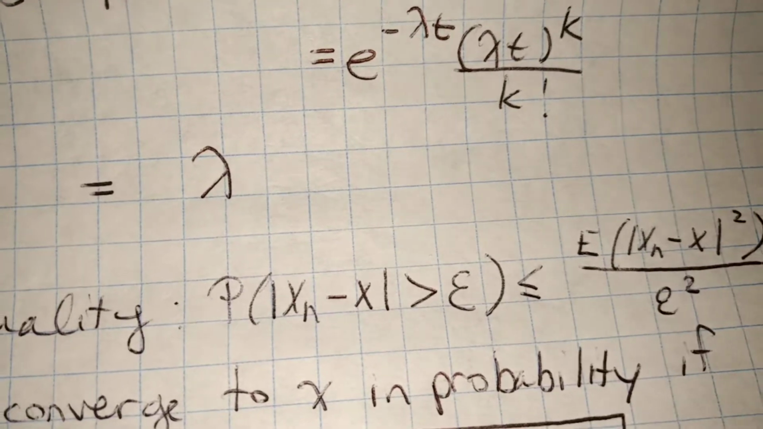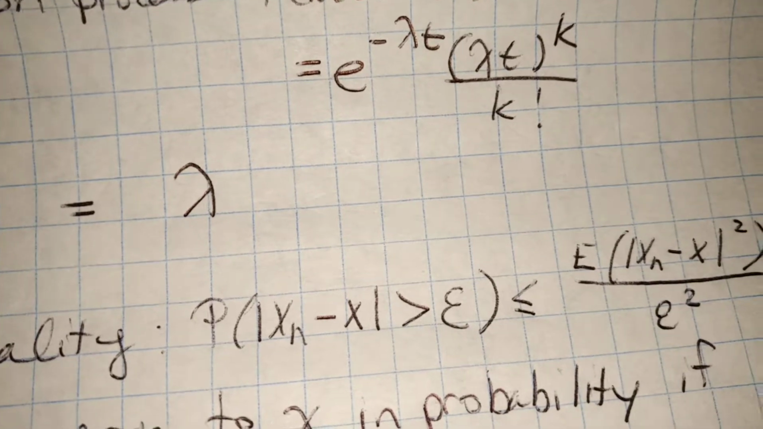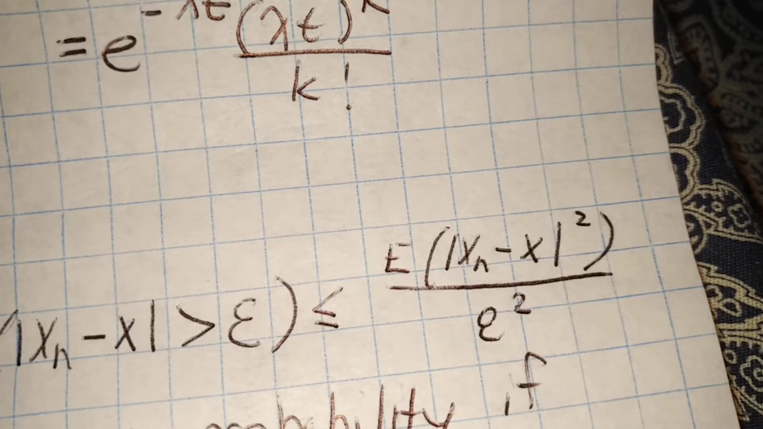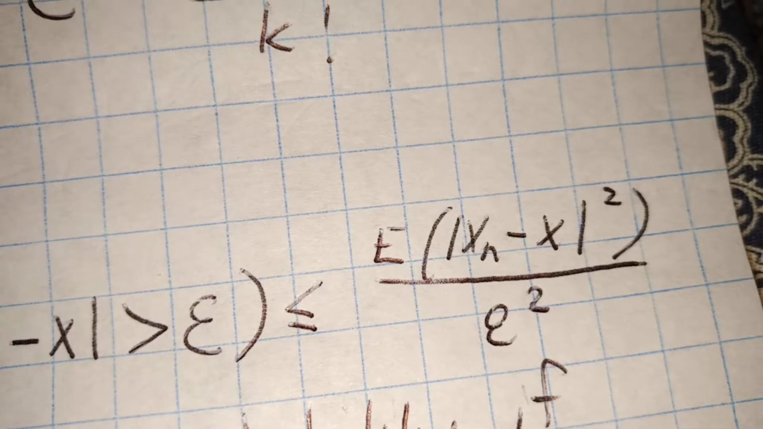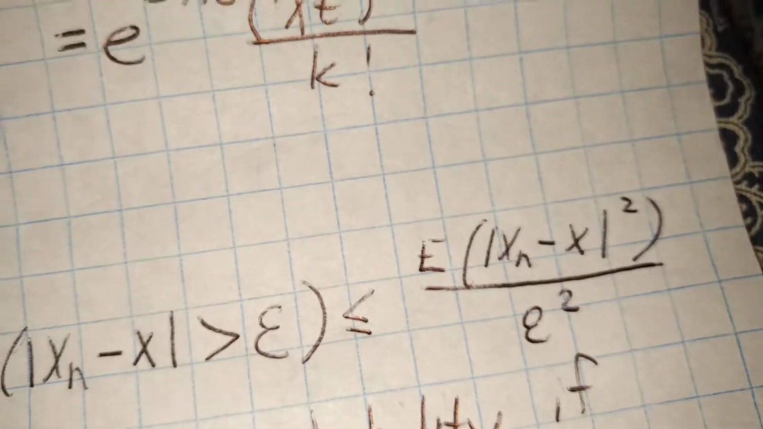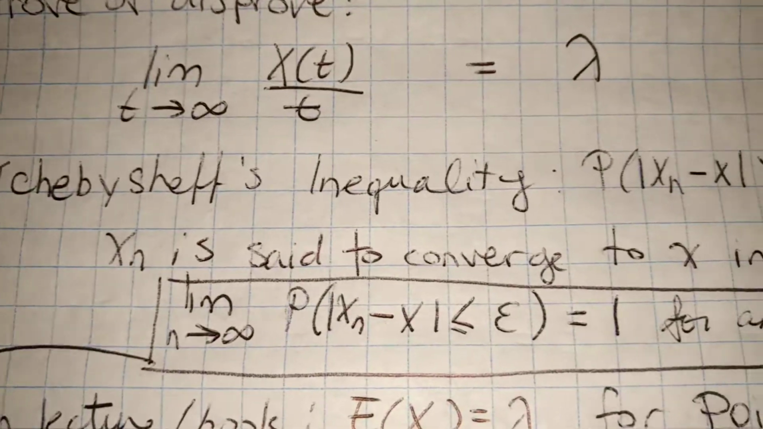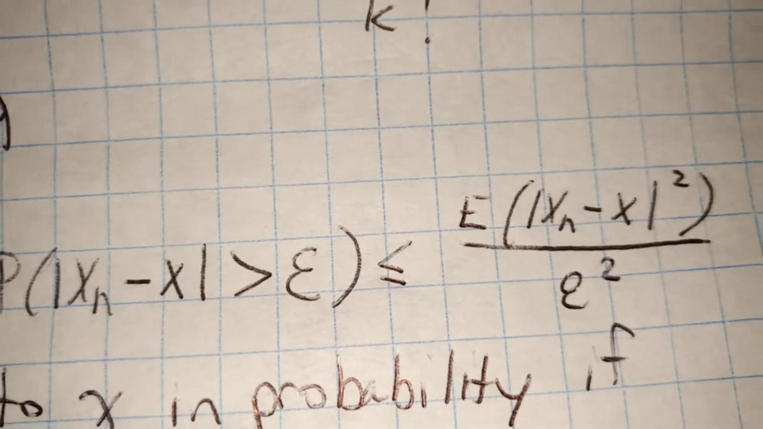the absolute value of Xn minus X being greater than epsilon is less than or equal to the expectation of the absolute value of Xn minus X, squared, over epsilon squared. So that's one piece of information that is going to be key in solving this.